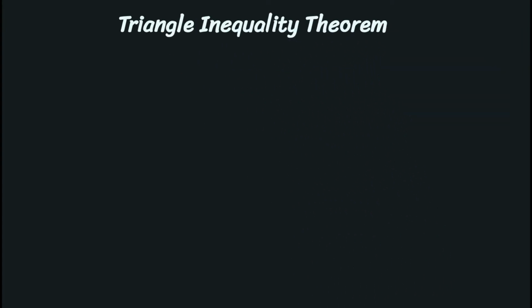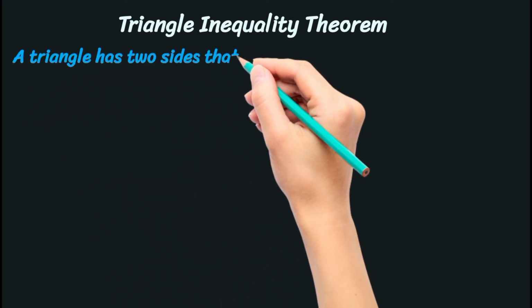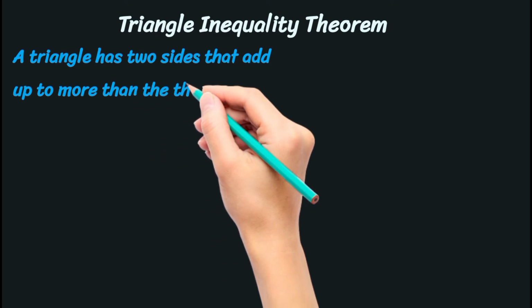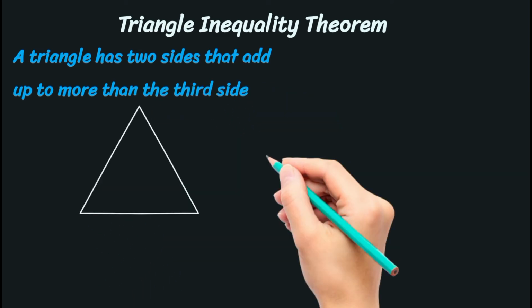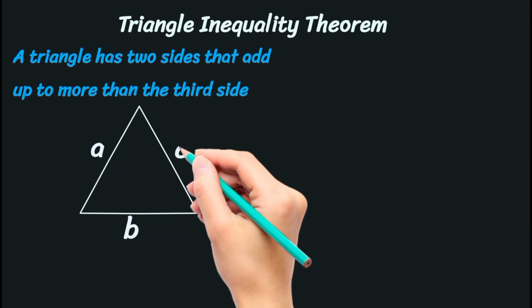Triangle inequality theorem. A triangle has two sides that add up to more than the third side. Notice the illustration with the lengths A, B, and C.